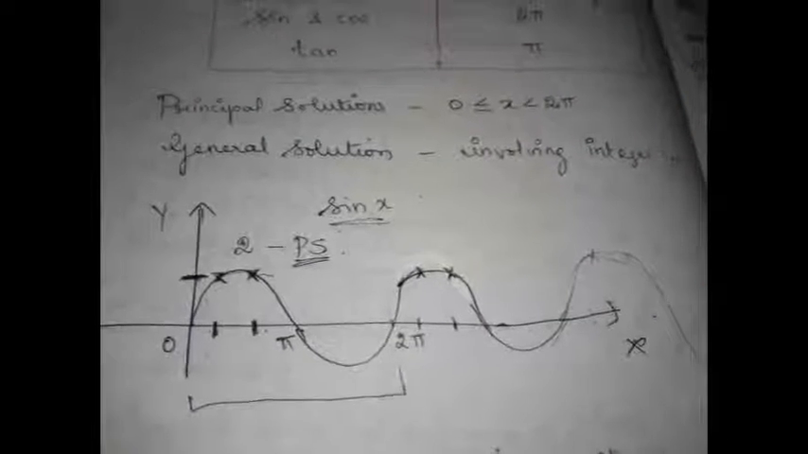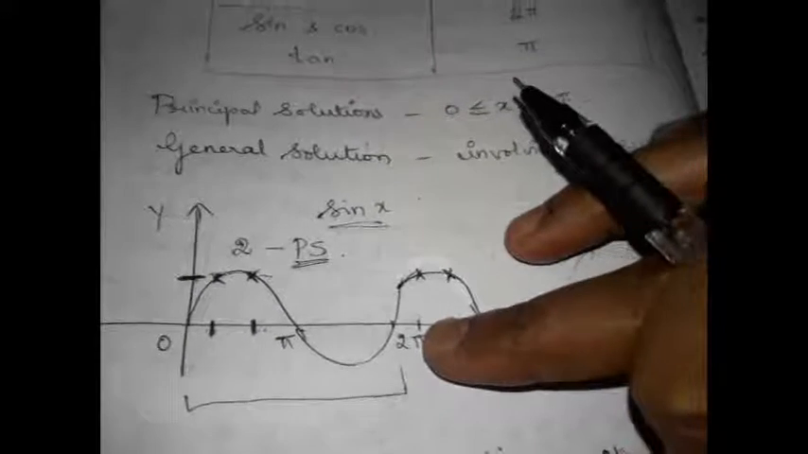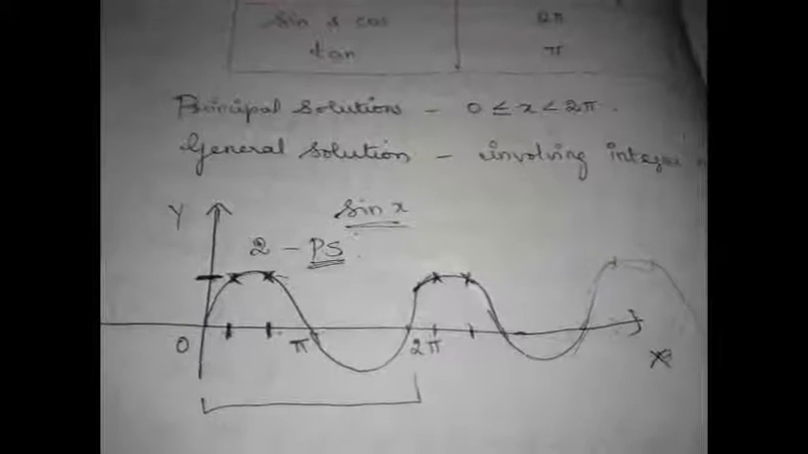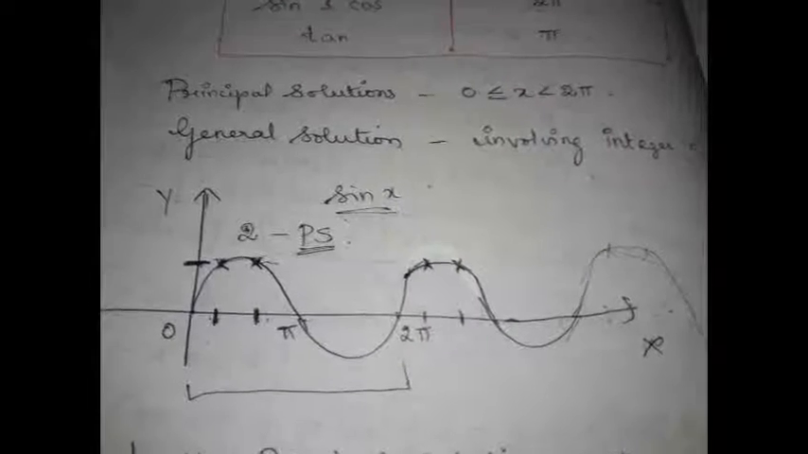So we are going to generalize, but the pattern is not going to change. So we will be generalizing it in terms of n. That is called a general solution, and when we are restricted to 2 pi it is called a principal solution, right? Now let us see an example of how to find the principal solution.